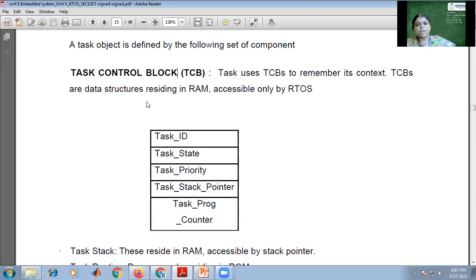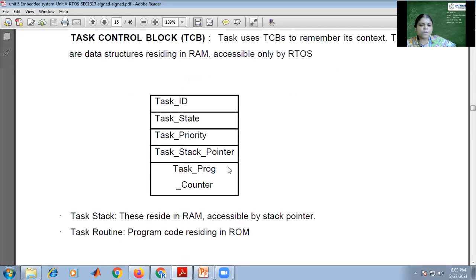They will be available in the RAM unit, and can only be accessed by the operating system. The content of the task control block includes task ID, task state, task priority, task stack pointer, and task program counter. Task ID is a unique ID given to the particular task. Task state is which state it is currently in, either new state, running state or ready state.